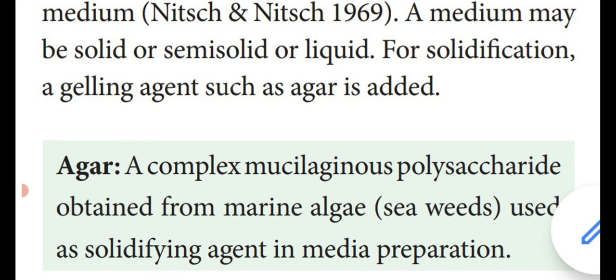Then a 2-mark question is also there. What is agar? It is a complex mucilaginous polysaccharide obtained from the marine algae, that is seaweed, used as a solidifying agent in media preparation. That means culture medium preparation. They are using the gelling agent known as agar, which is prepared from the marine alga, that is seaweed. It is a complex mucilaginous polysaccharide.